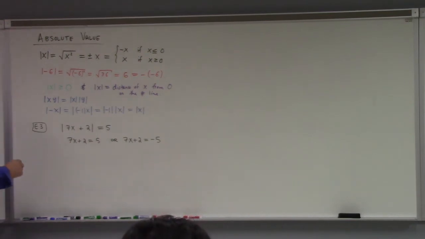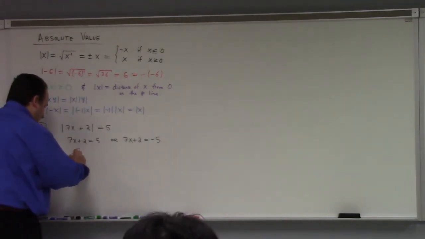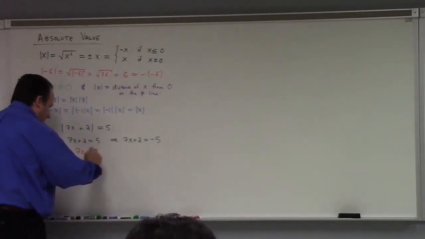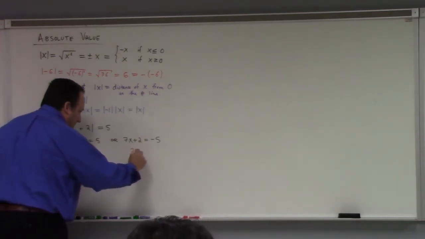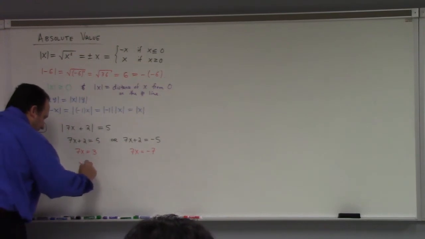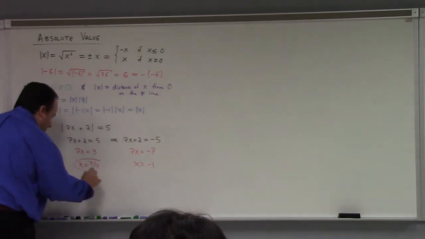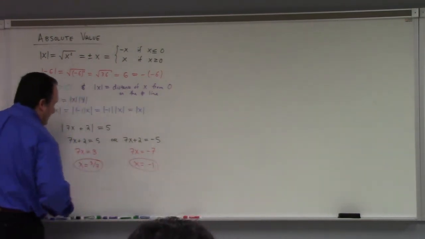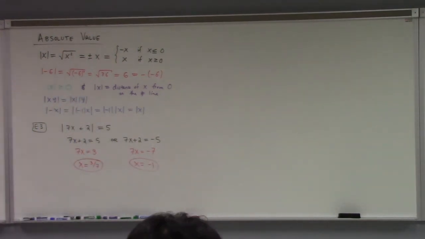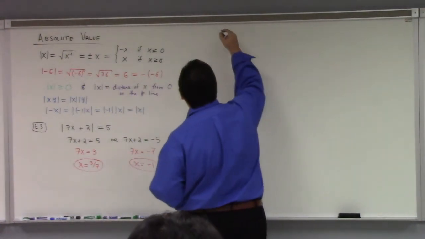So let's complete that thought. We isolate 7x both times, right? So by subtracting 2 on both of these, we get 7x equals 3, and 7x equals minus 7. Divide by 7, we get x equals 3/7, or x is equal to minus 1. There you go, those are your answers. Perfectly good way to do it. Very good. Let me show you another way to do that same example.